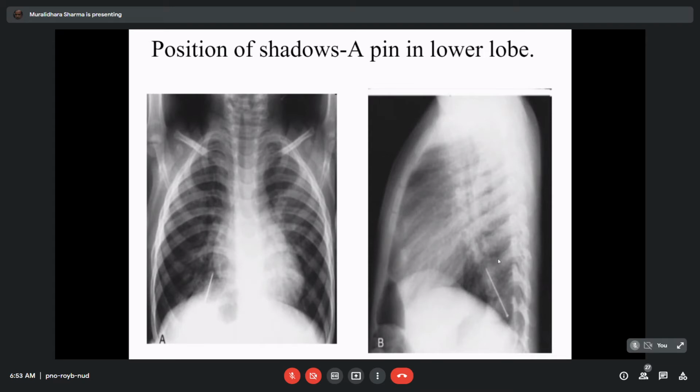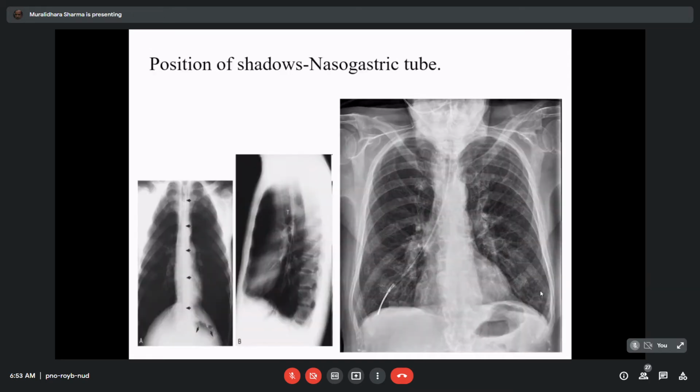If at all necessary, you may have to have an oblique view also. In this case, you can see a metallic shadow, a needle-like, pin-like shadow. Whether it is in the lungs or over the abdominal wall can be confirmed only by a lateral view. With the lateral view, it can be confirmed that this is over the lung tissue in the lower lobe. So, a pin has been aspirated into the lower lobe. That's how it can be diagnosed.